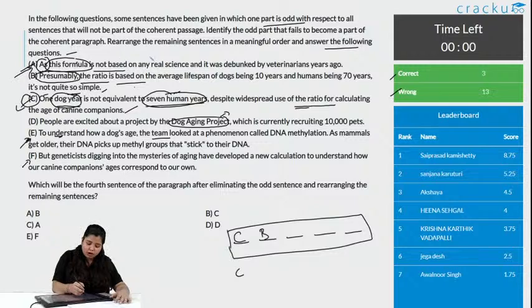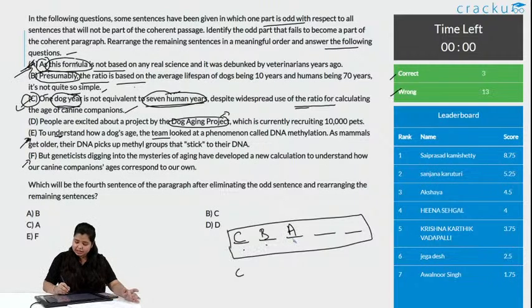This formula is not based on any real science, and it was debunked by vegetarians years ago. So, A comes here. We have the first part of the sentence. We know the subject is dog ear and human. We are comparing the dog ear and a human ear.